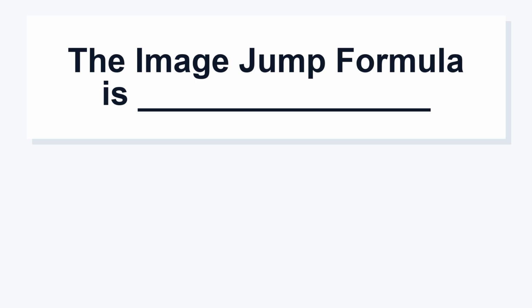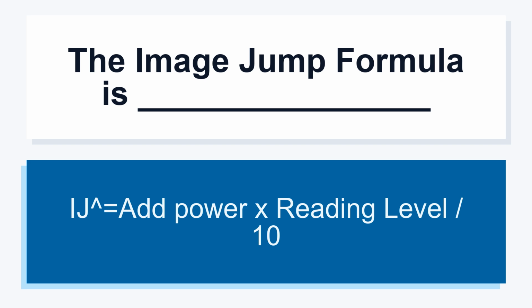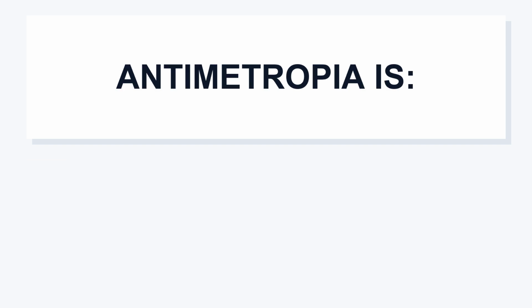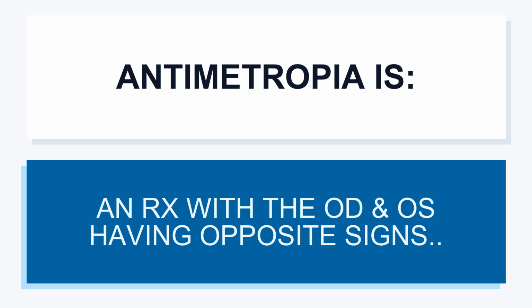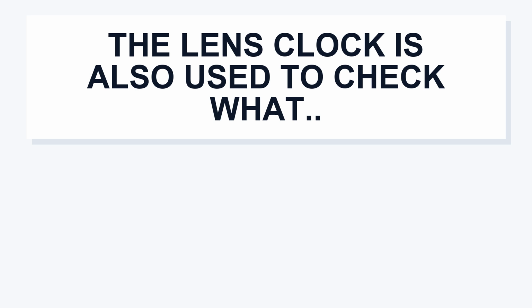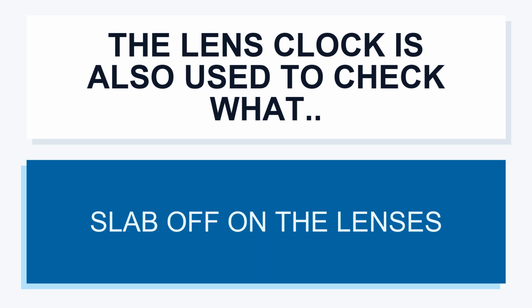The image jump formula is: IJ prism diopters equals add power times reading level divided by 10. Antimetropia is an Rx with the OD and OS having opposite signs. The lens clock is also used to check what? Slab off on the lenses.